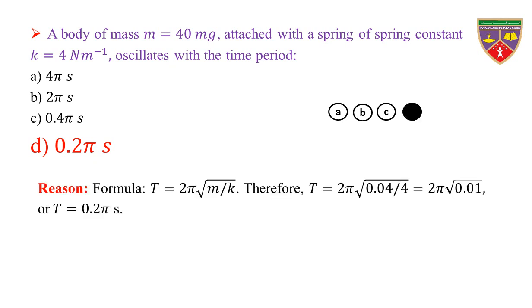Reason. Formula for time period T is equal to 2 pi into square root of m divided by k. Therefore, T is equal to 2 pi, m is equal to 0.04 and k is equal to 4. Therefore, 2 pi into square root of 0.04 divided by 4, which is equal to 2 pi square root of 0.01, and square root of 0.01 is 0.1. Therefore, T is equal to 0.2 pi seconds. Hence, the time period is 0.2 pi seconds.